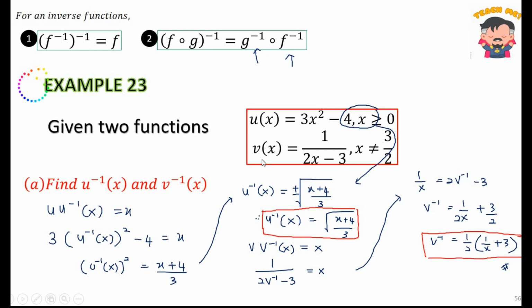Now to find v inverse. v(x) is 1 over (2x minus 3), x not equal to 3 over 2. Same as u, v of v inverse is equal to x. Substitute into v, then you get 1 over (2 v inverse minus 3) equals x. You simplify this by cross multiplying, then you get v inverse equal to 1 over 2x plus 3 over 2, or you can simplify it as this.